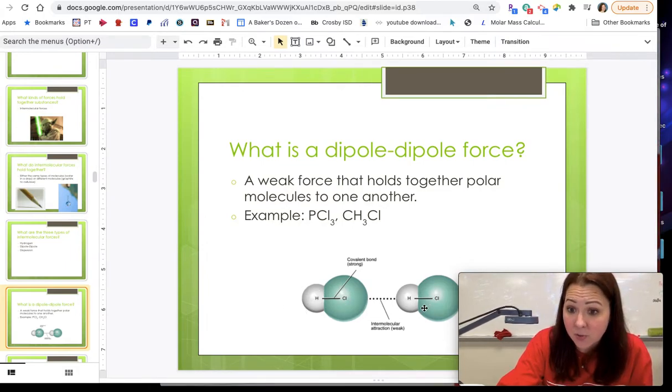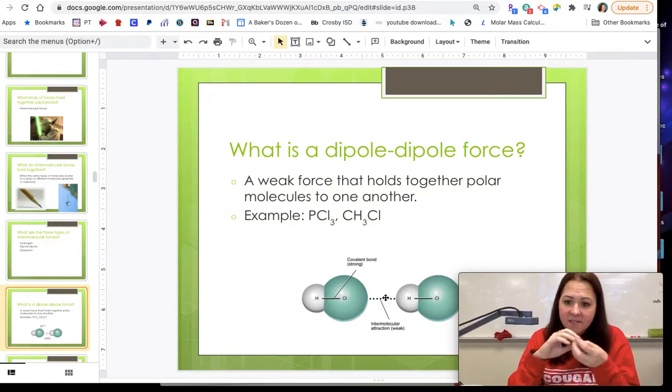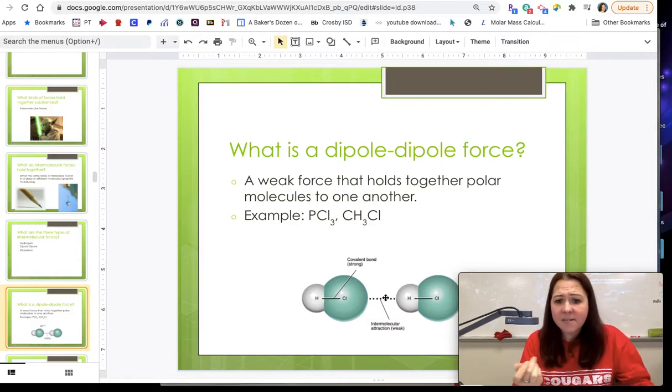Well, this one is doing the same thing, this positive and this negative, opposites attract, they stick together very weakly. Now it's easy to break these apart. Again, it's just kind of like a magnet. So these are water molecules.